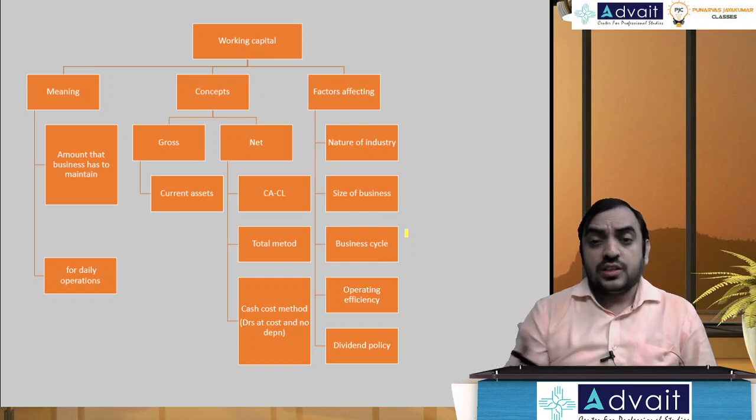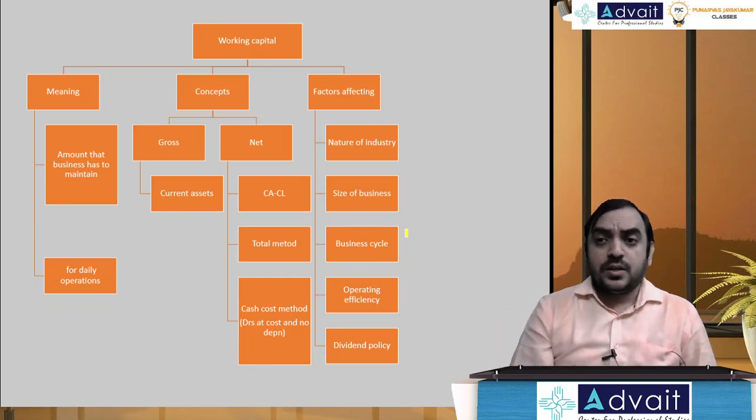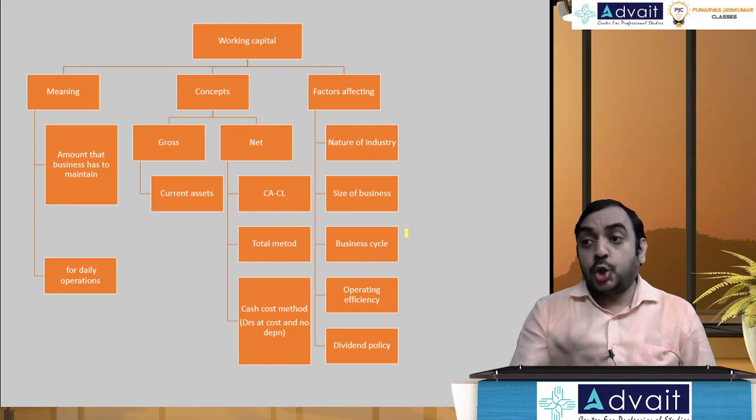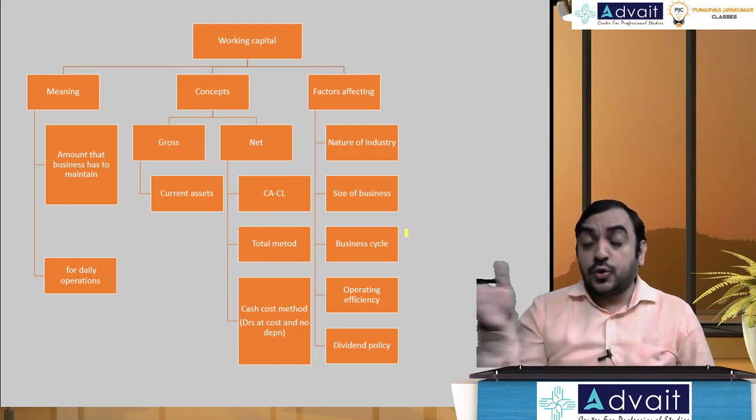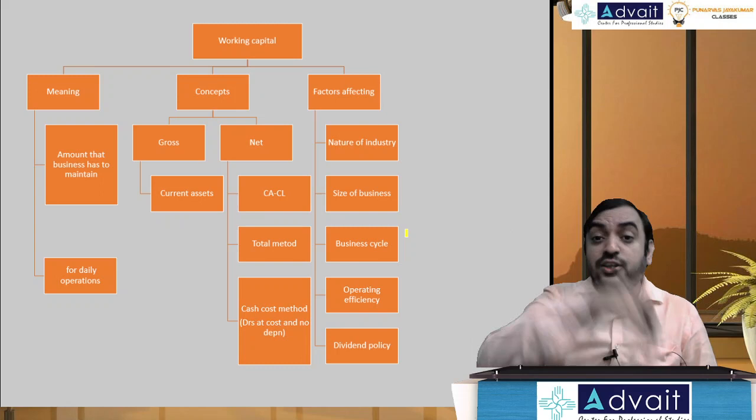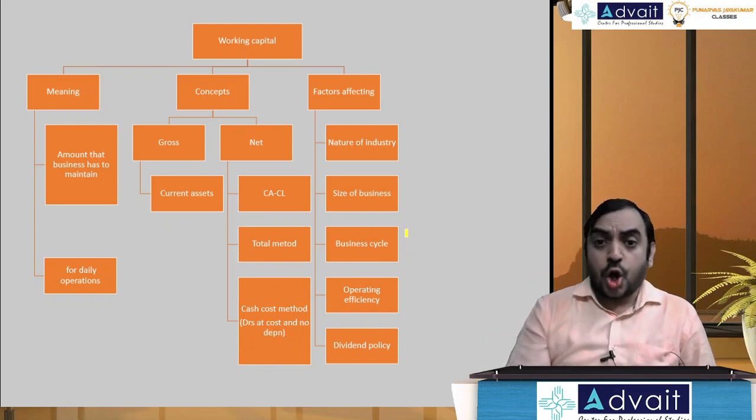Lawyer's office, you might take some time. Manufacturing companies will definitely take more time. Road construction companies, construction of the road will take months together. Toll collection, you have to connect the road and then you collect the toll. So long time. So nature of industry, size of business, larger the business, larger the requirement.